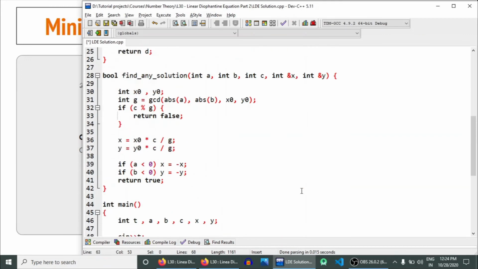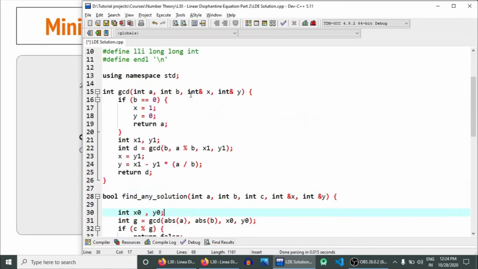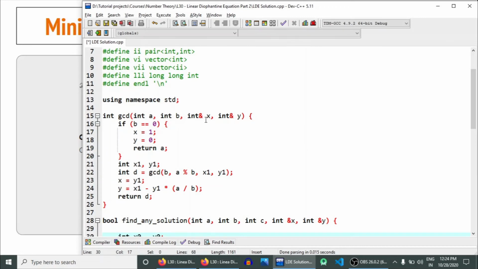And how it is finding the solution: first we are finding the x0 and y0, which I have explained in the previous lecture. First we try to find the solution of ax plus by is equal to gcd of a comma b, right? We try to find the solution of that, and how do we find the solution of that? Using the extended Euclidean algorithm, and this is the extended Euclidean algorithm.